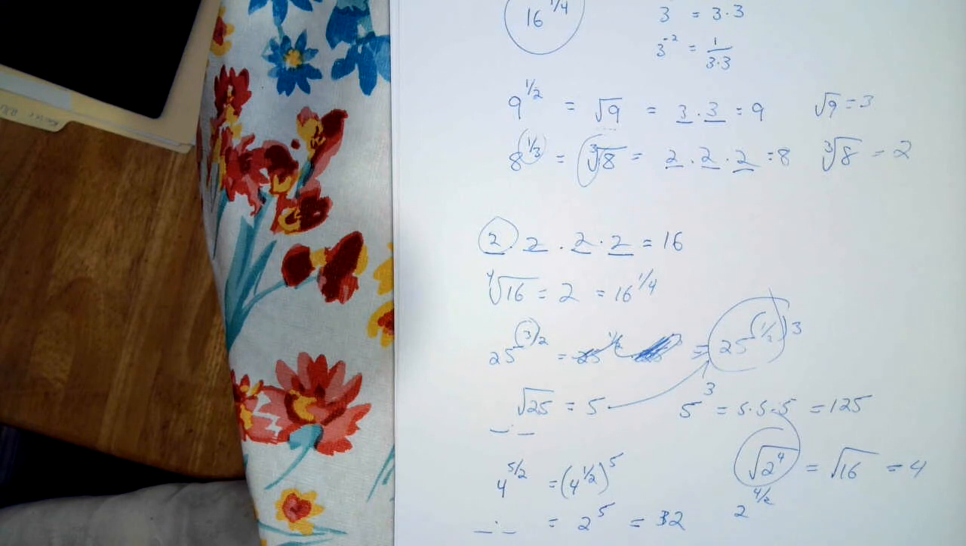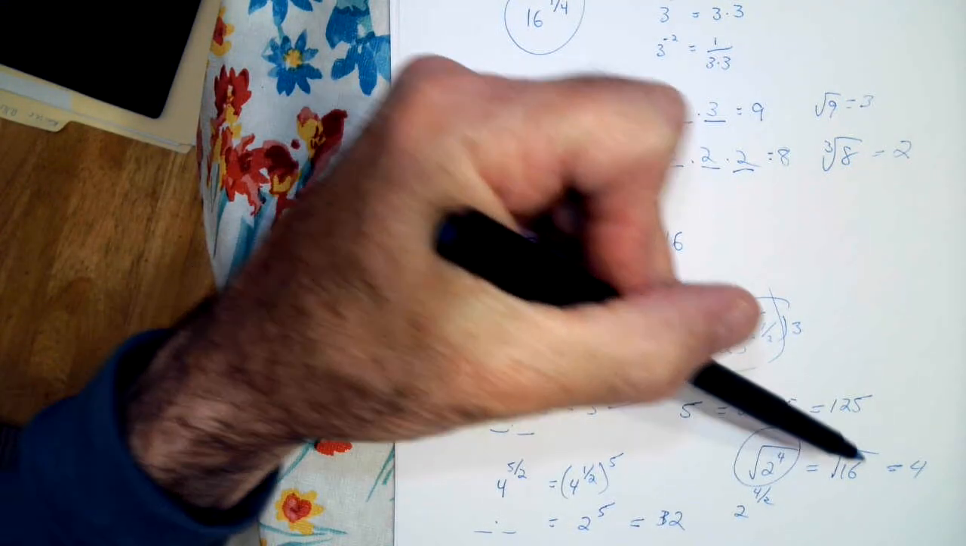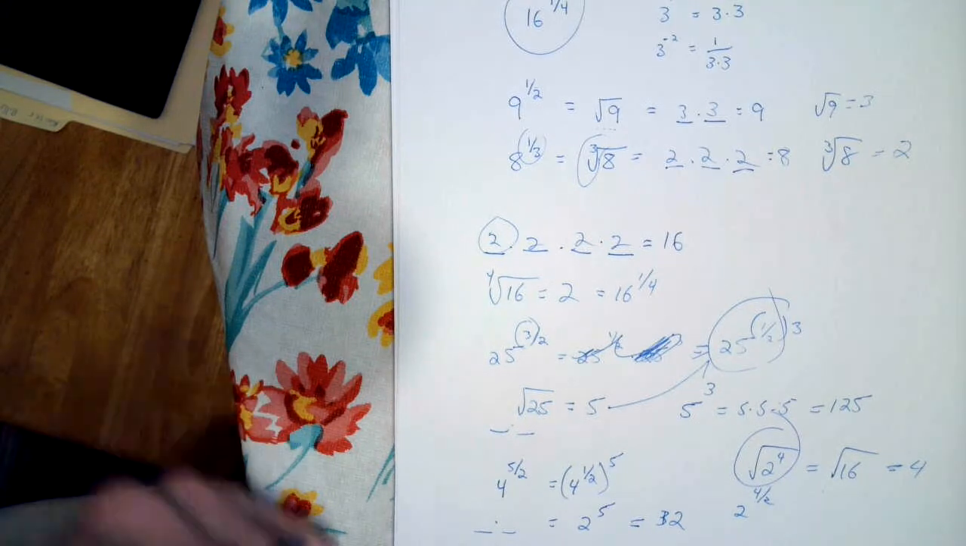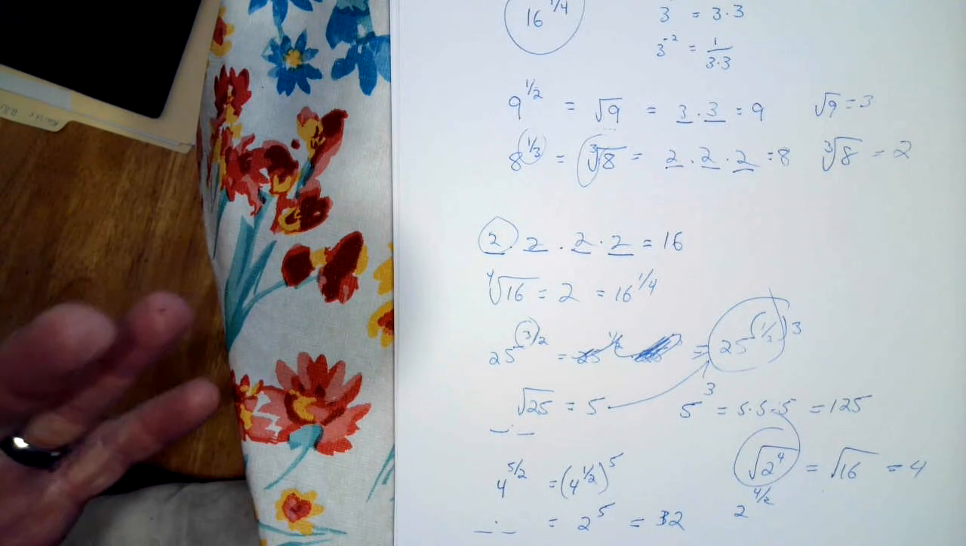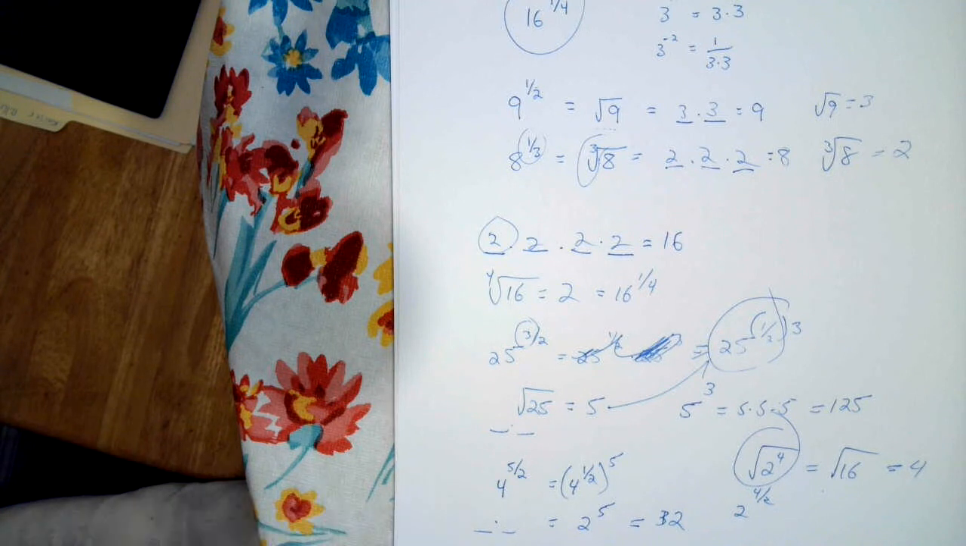Always do either the multiplying out first and then do the square root, or do the square root first and then do the multiplying out. Sometimes you do it one way, sometimes you do it the other way. That's how you do those.